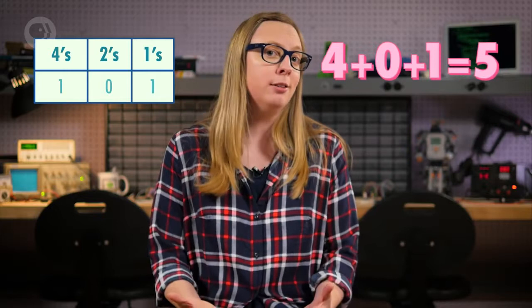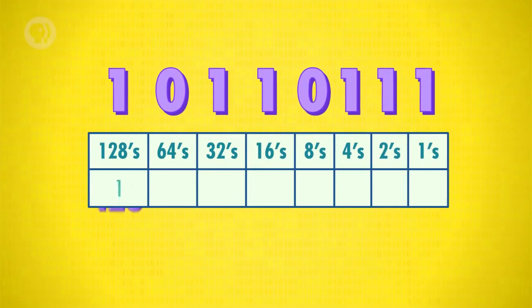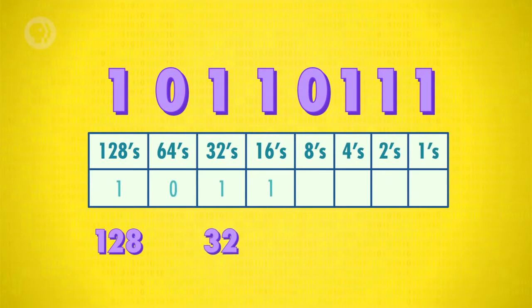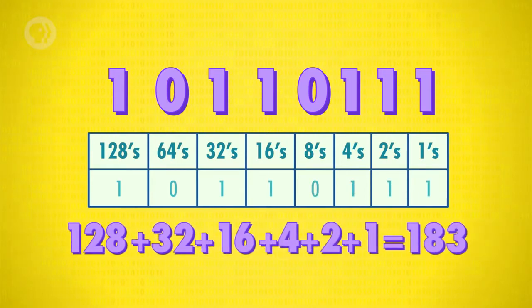But to represent larger numbers, binary needs a lot more digits. Take this number in binary. We can convert it to decimal in the same way. We have 1 times 128, 0 times 64, 1 times 32, 1 times 16, 0 times 8, 1 times 4, 1 times 2 and 1 times 1, which all adds up to 183. Math with binary numbers isn't hard either.